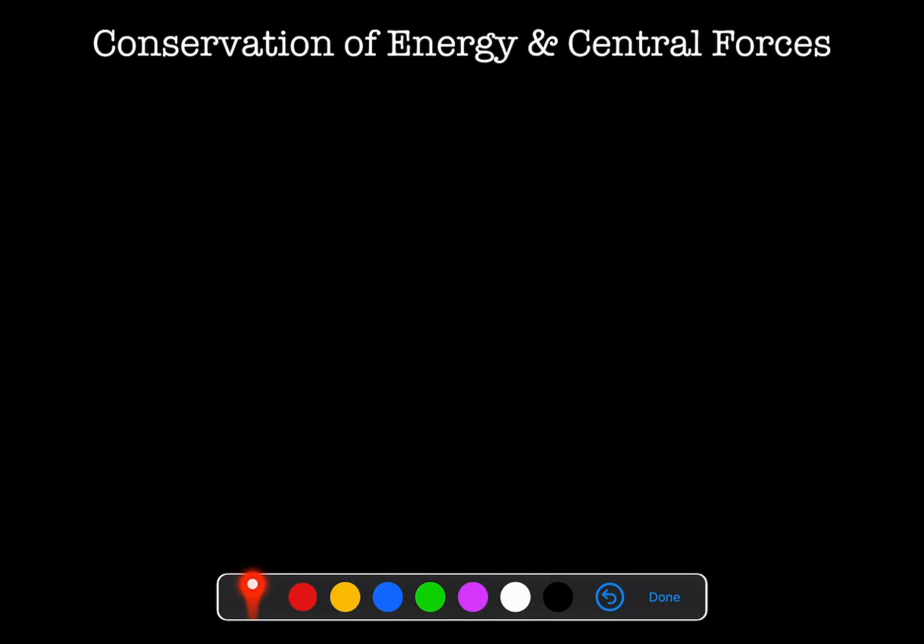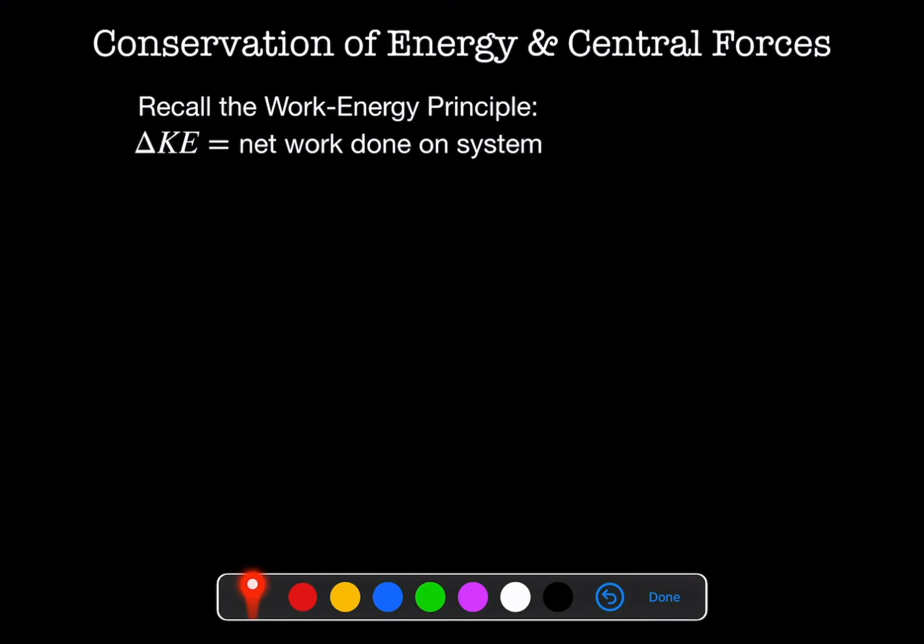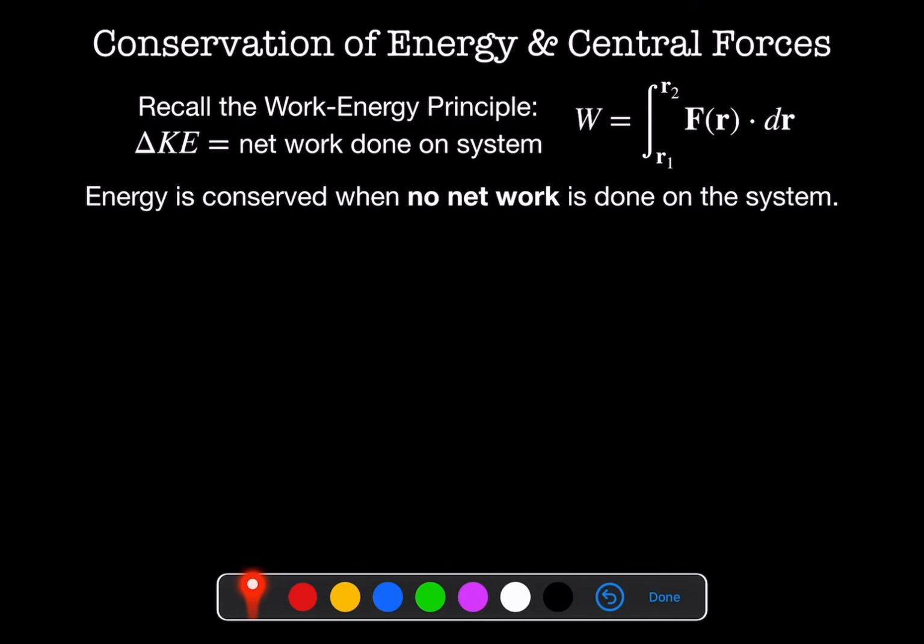Let's think about this going way back to Physics 1 and remembering the work energy principle. So the change in kinetic energy of a system is equal to the net work that's done on the system. And work is the integral of a force dotted into the path length, and you integrate along the path. In this setup, we can define energy as being conserved when no net work is done on the system.